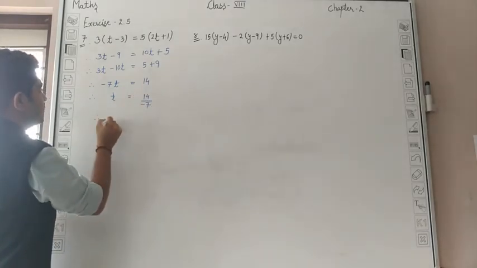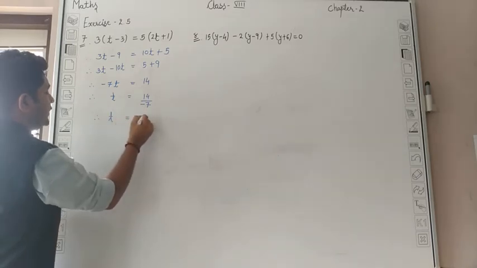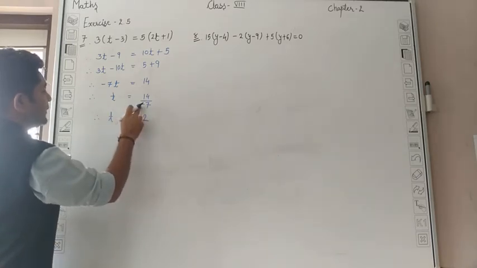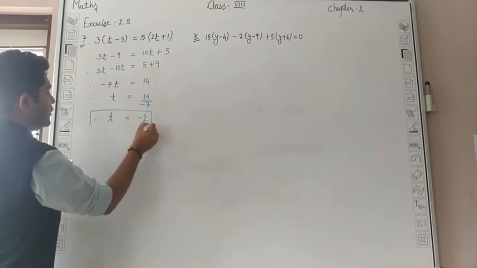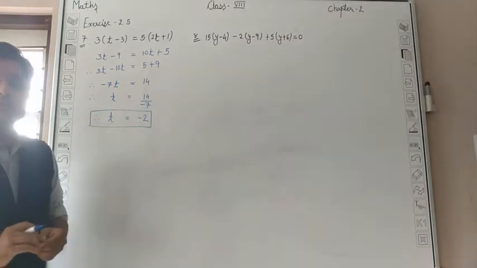So friends, we know that 7 times 2 is 14. So the answer is 2, but here the minus sign is there, so it's minus 2. So here we got the value of t is equal to minus 2.